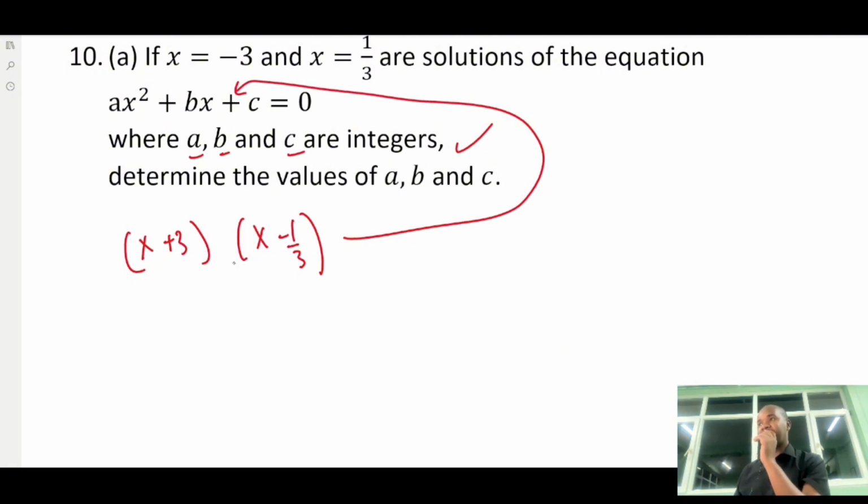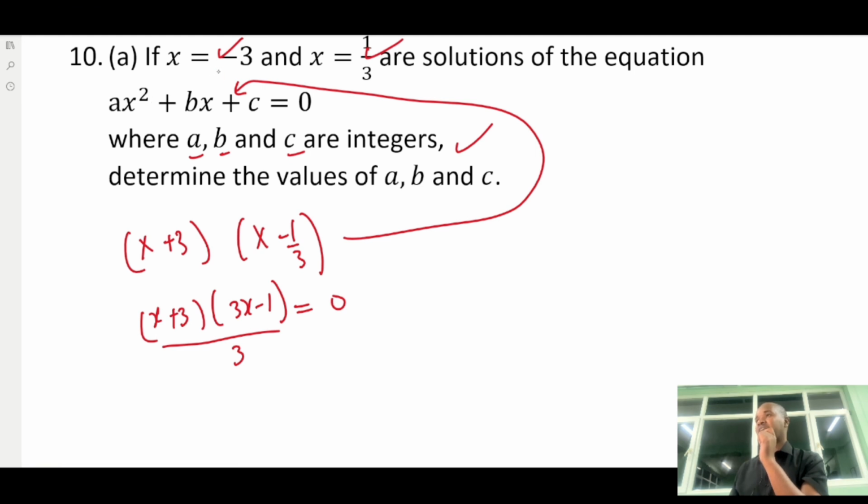But you have to understand that because we were told that a, b, and c are integers, I'll be multiplying by 3 throughout, so that I have x plus 3, then you have 3x minus 1. This is the equation which is equal to 0. Now, when you solve this equation, you'll be getting the solutions x equals -3, and x equals positive 1/3.